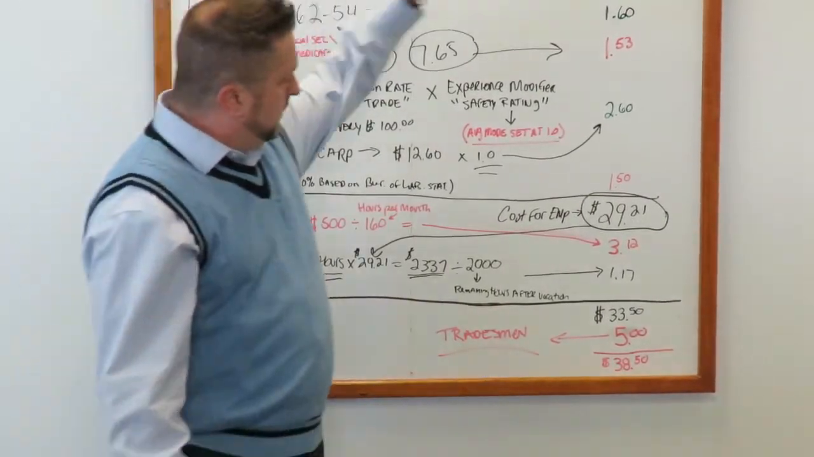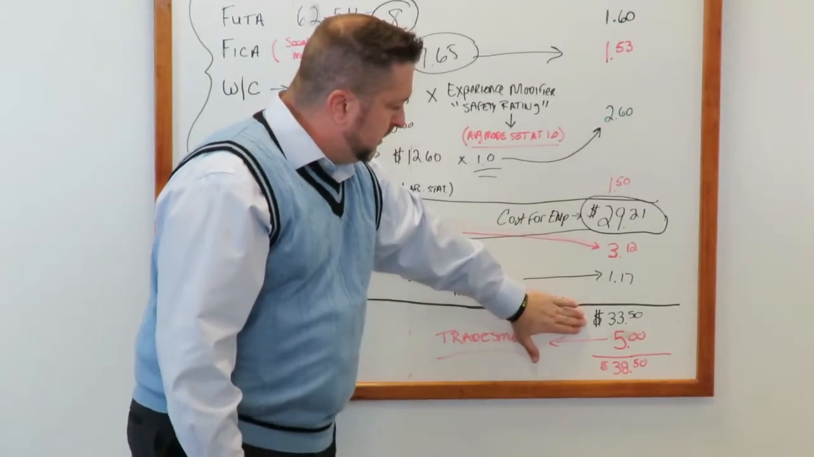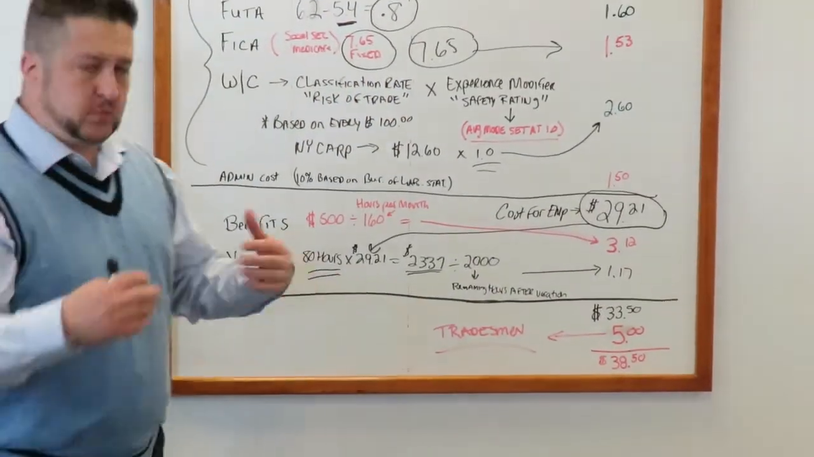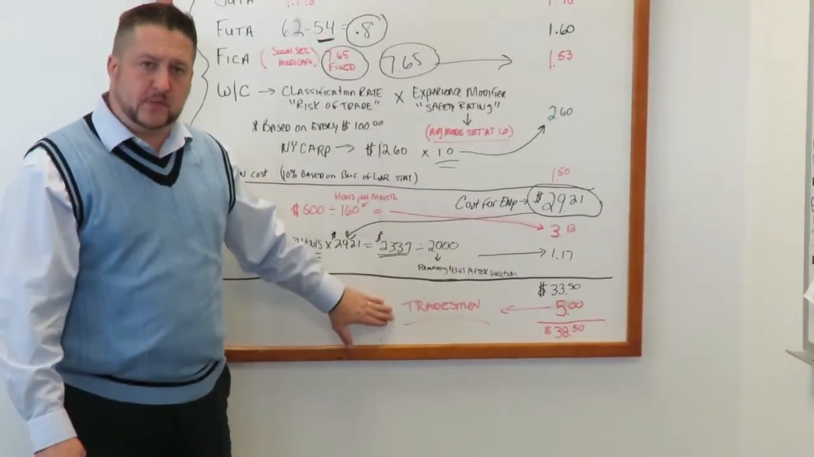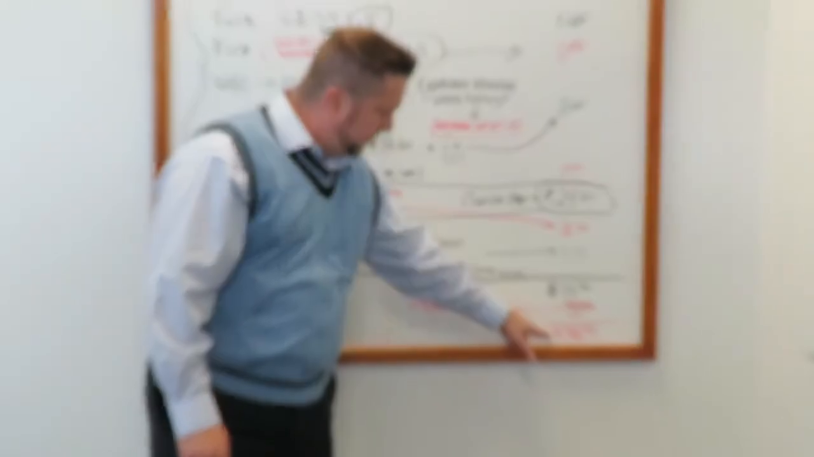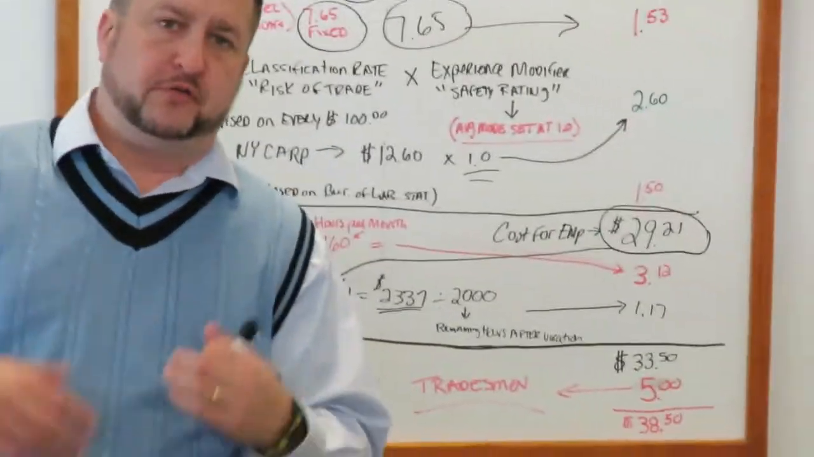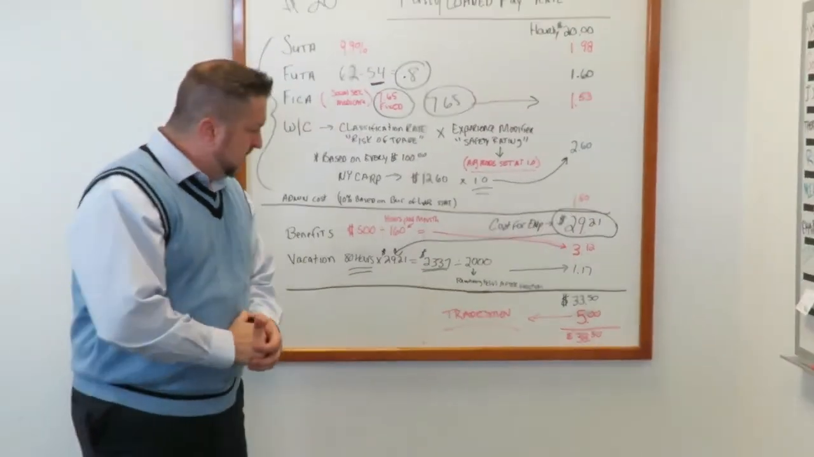Now, once you factor in all the burden, all the benefits and the vacation, the total cost for that employee is going to be $33.50 per hour. This is where tradesman comes into play. Tradesman is going to be anywhere between $5 to $6 an hour on top of this, which is going to take us anywhere between $38.50 on this example, to $39.50. That's going to be your fully loaded pay rate. This is how you explain it to the client.